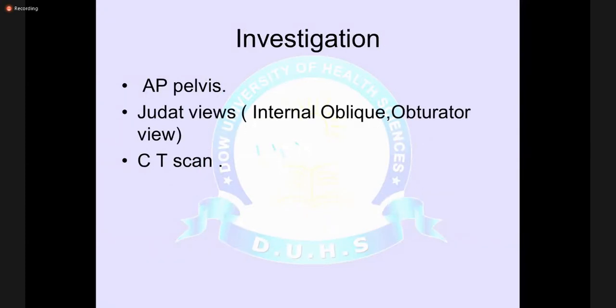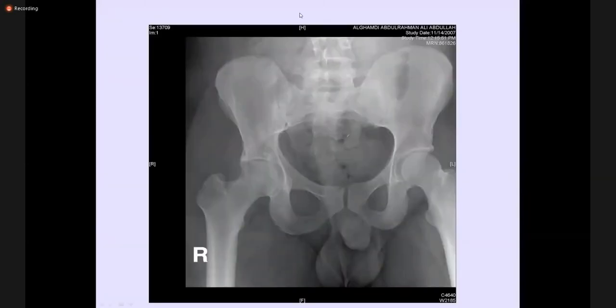The investigations required to know the acetabular fracture are the AP view and the Judet views. These are the oblique views, internal oblique and obturator oblique views, and the CT scan. This is the AP view of the pelvis, including both hip joints, and this is the acetabulum, and this is the femoral head. To see the different fractures, AP and oblique views of the pelvis and the CT scan are required.